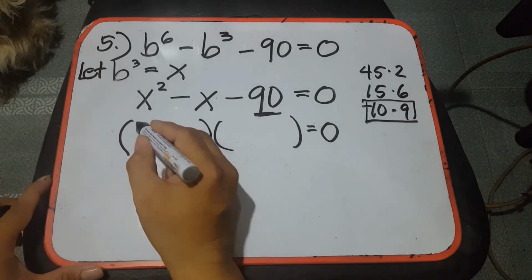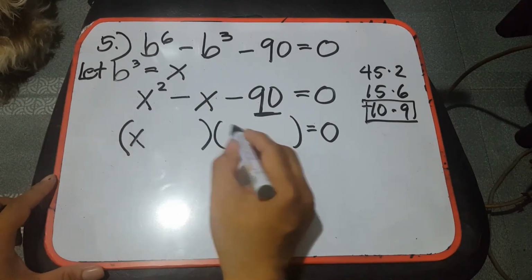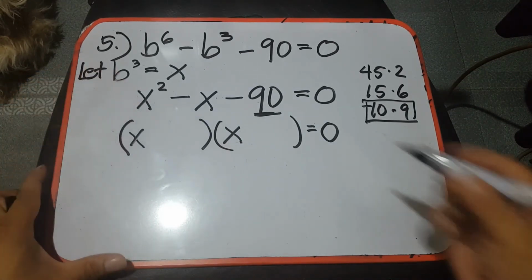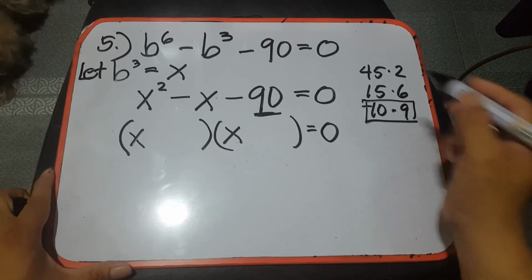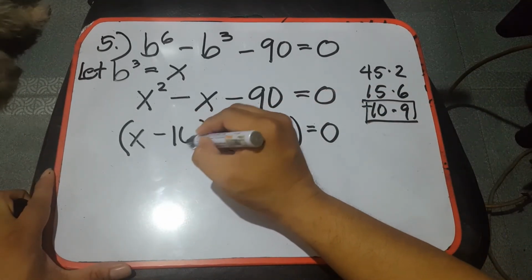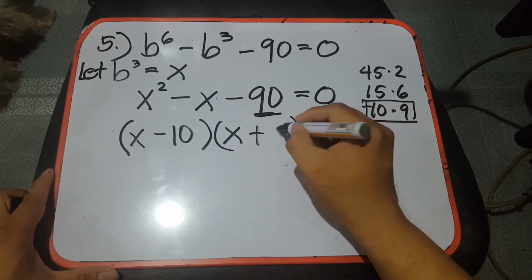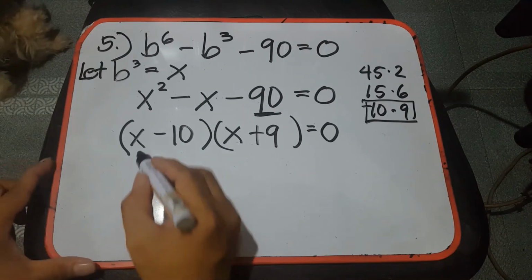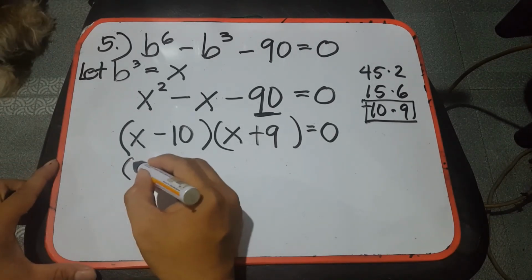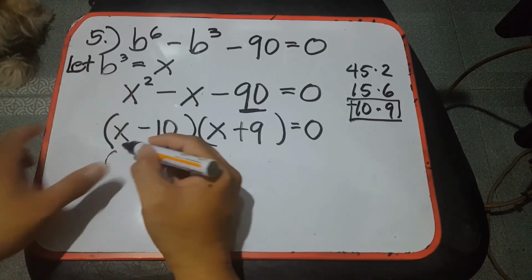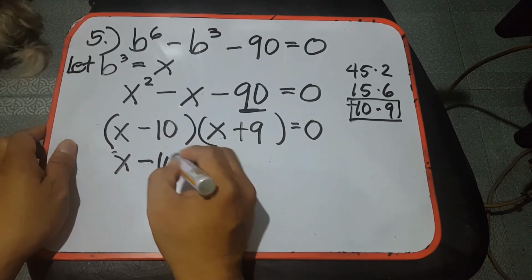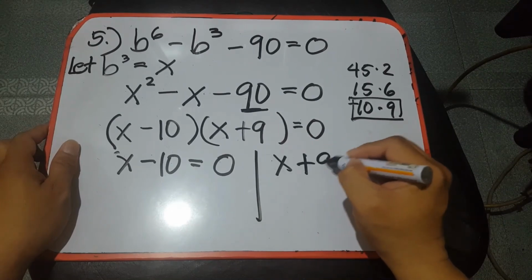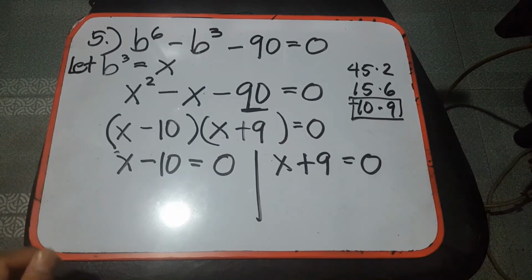Of course, the first terms of its factors are x times x because we are factoring here x squared. Then, the right factors for negative 90 would be negative 10, kaya minus 10, then positive 9, kaya plus 9, equal to 0. Then, with the application again of the zero product property, we have x minus 10 equal to 0, and the other one is x plus 9 equal to 0.